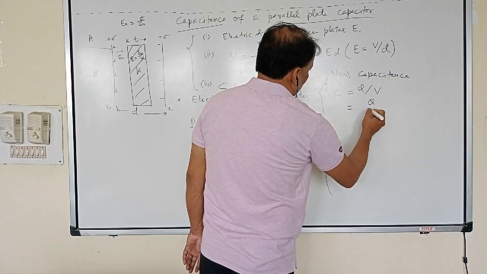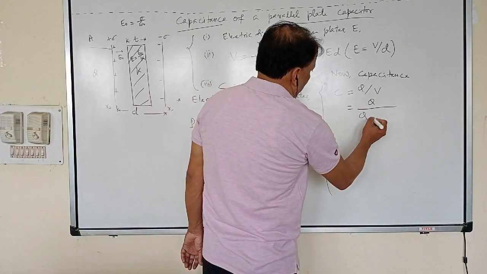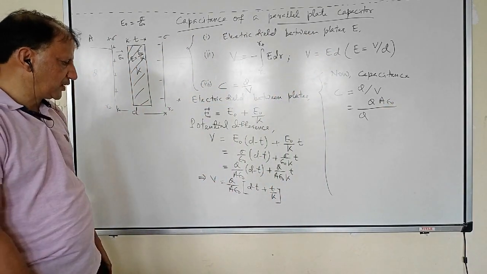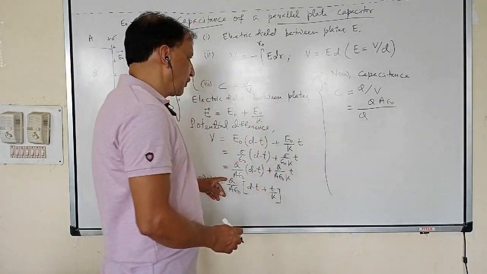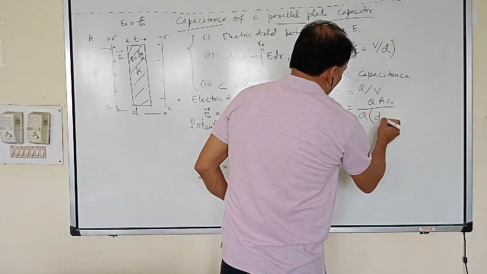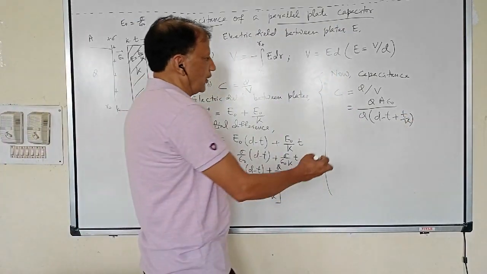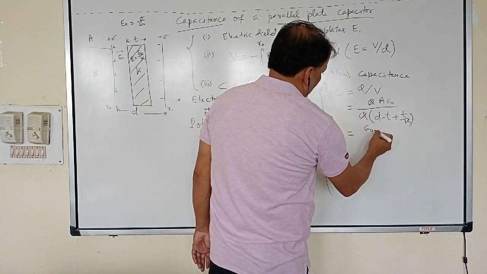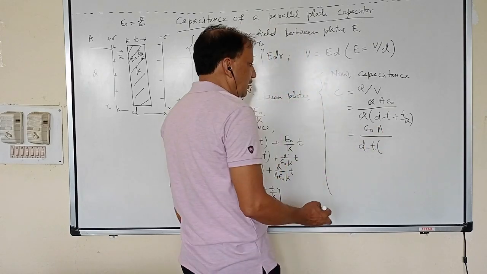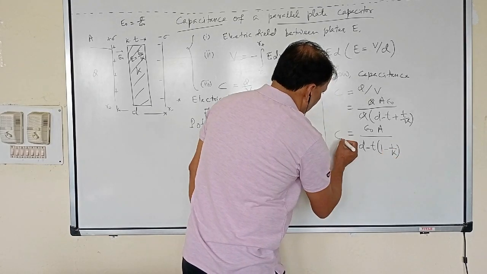Putting the value, Q upon V. This is the value of V: Q upon A epsilon naught, times D minus T plus T by K. Q upon this, we are putting the value Q upon this, D minus T plus T upon K. Now Q cancels. It is epsilon naught A upon D minus T, taking T common, it is 1 minus 1 upon K. So this is the value of capacitance.